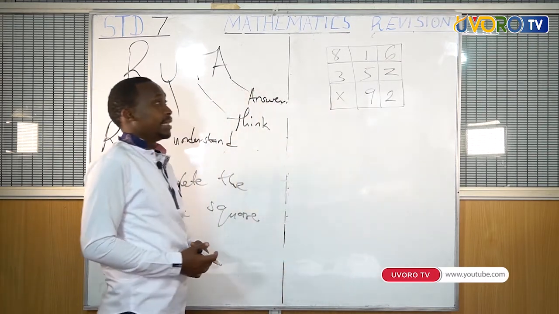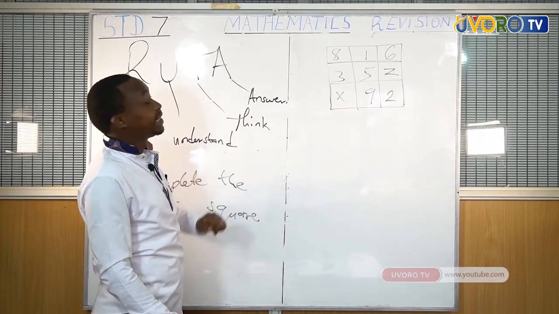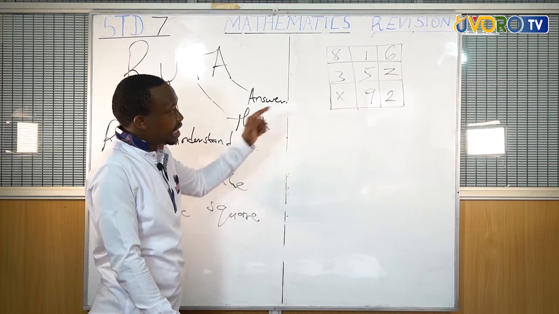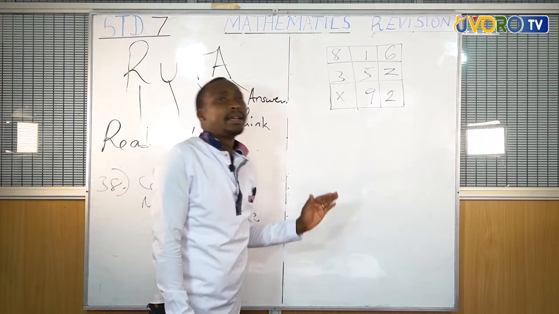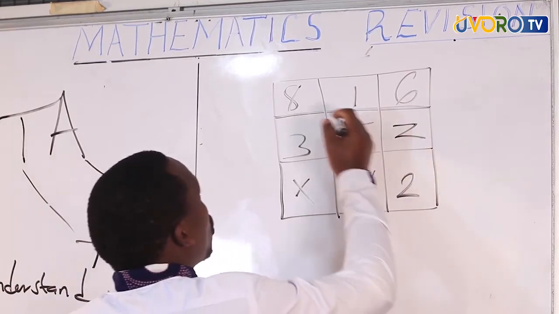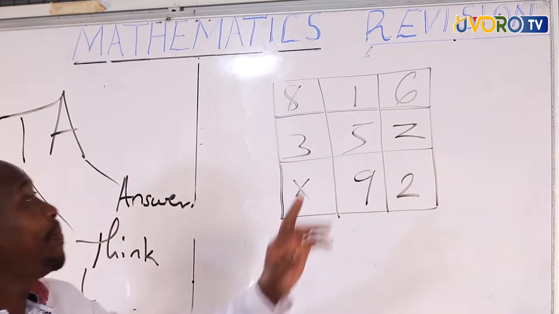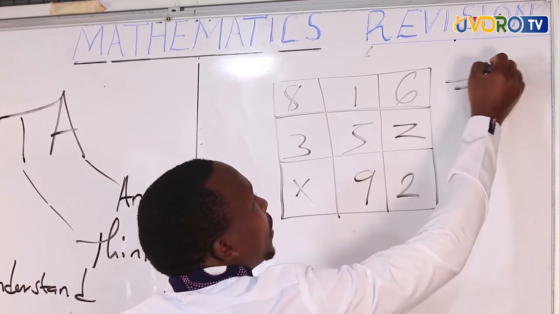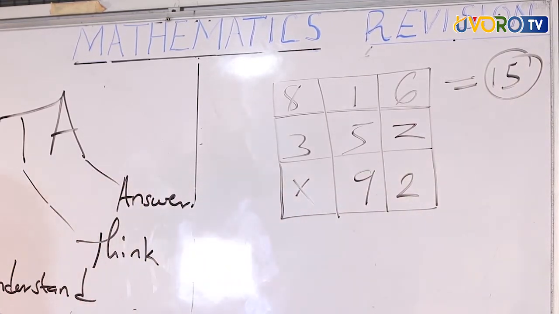We have already said, we start with the known to the unknown. Thinking, T, let's salute it. Thinking. Now, you can add down, or you can add across. Let's add across. 8 plus 1 is what? 9. 9 plus 6 is 15. This gives us what we are supposed to get. Very simple. Let's check if we are correct.